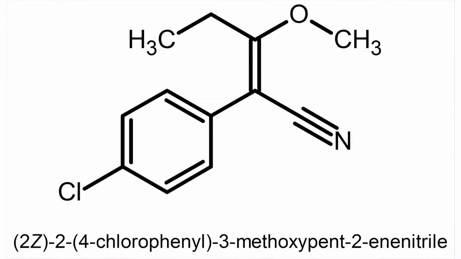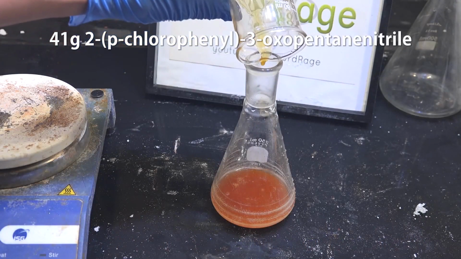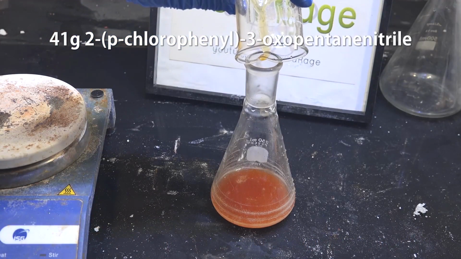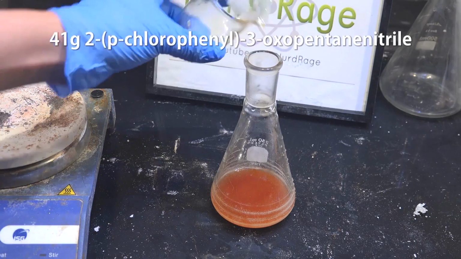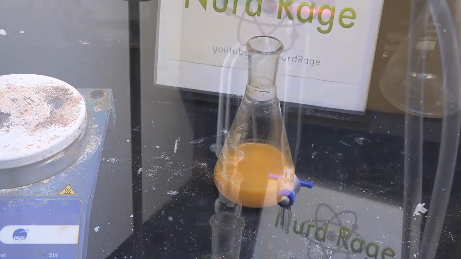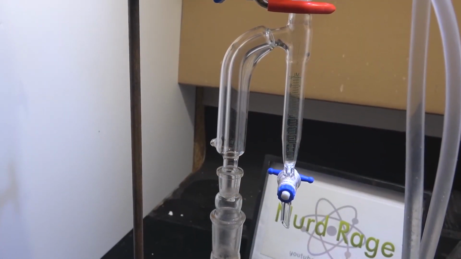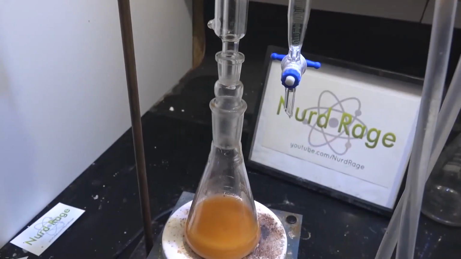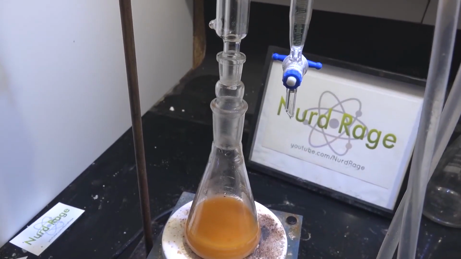We're going to make 2-para-chlorophenyl-3-methoxypentenenitrile, but I'm just going to call it the eno ether to save time. We take our entire 41 gram stock of 2-para-chlorophenyl-3-oxopentanenitrile and place it in a flask. Then we add in 50 milliliters of toluene solvent. Be sure to add in a stir bar. We set up on top a Dean-Stark apparatus and reflux condenser. Turning on the heating, we raise the temperature until the mixture starts to reflux.